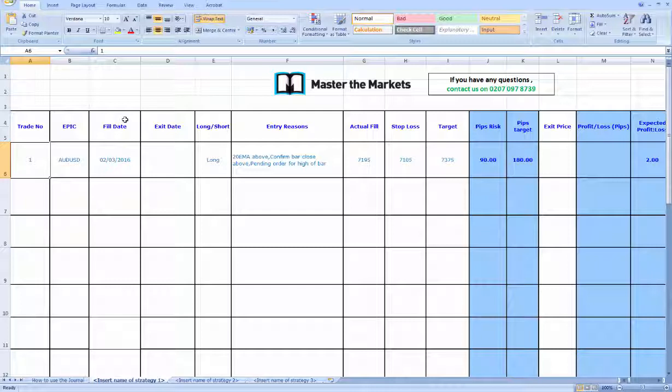There is, of course, a more advanced trade journal as well. You can check out that module. That is the one we use to log our own personal trades, the advanced trade journal. Have a look at that tutorial video as well. See which journal you'd like to use, which fits your requirements the best.